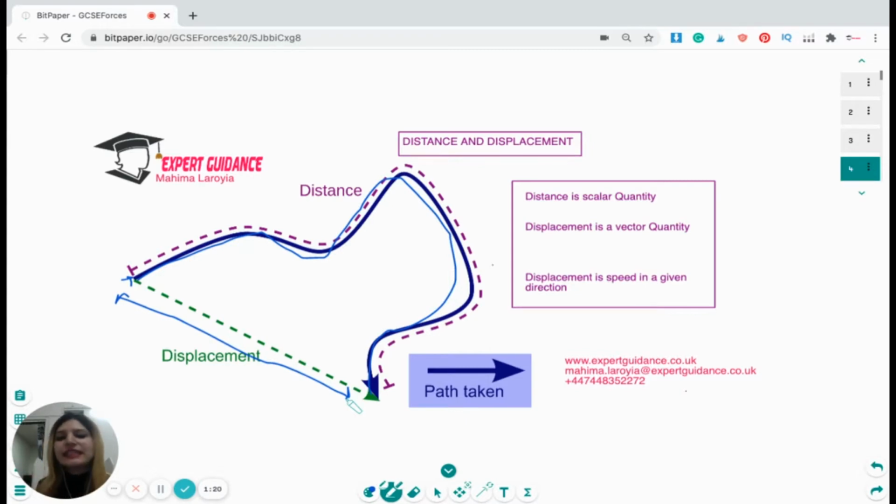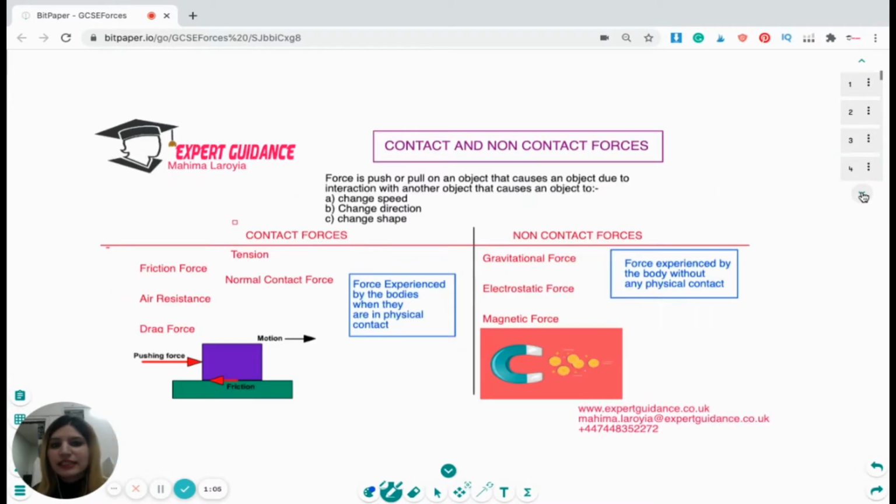Also, distance is a scalar quantity and displacement is a vector quantity. Displacement is the distance with the direction. So I hope this concept of distance and displacement is clear to you.